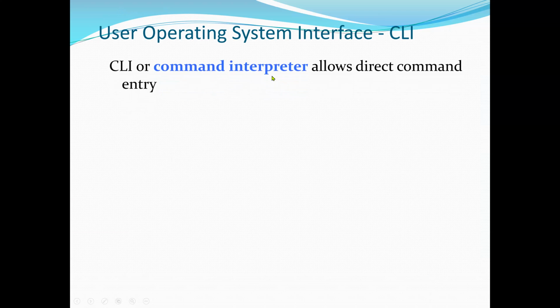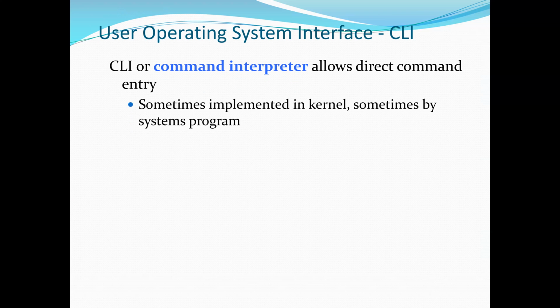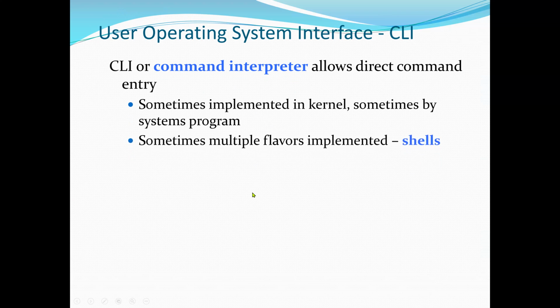Now, next, we're going to go through the user operating system interface. As we mentioned earlier, there are three types. The first one is the command line interface, where the user may enter a command, and the kernel will execute the command. Examples are Linux or Unix, which have multiple flavors of shells.